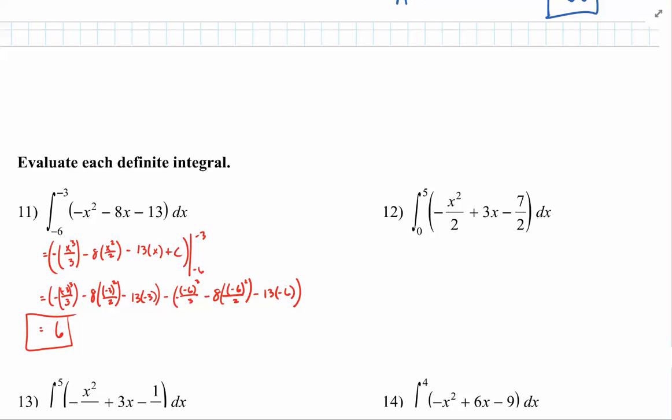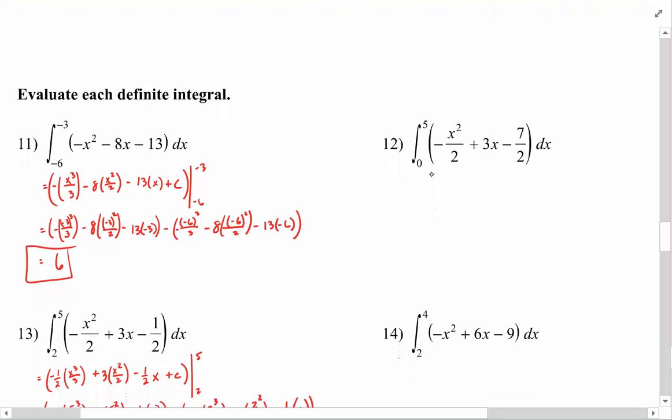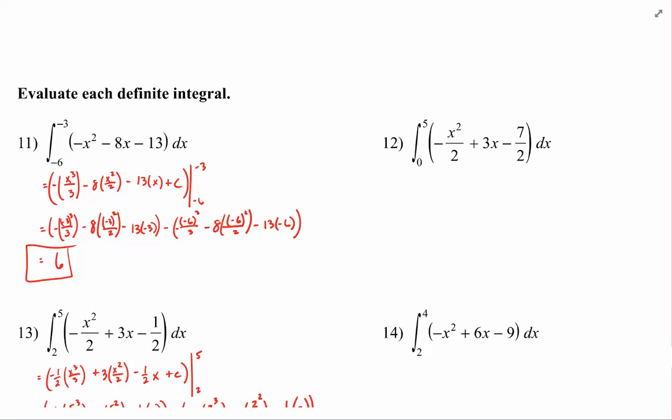Okay, welcome back to part 2 of the calculus videos for day 68. Now we're moving on to evaluating definite integrals. And if you recall, definite integrals require antiderivatives. So I'm going to talk through a few of these example problems.